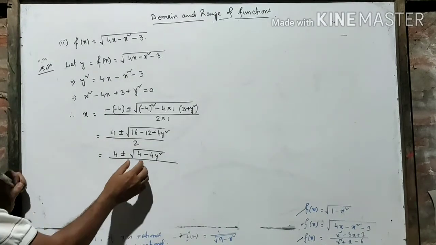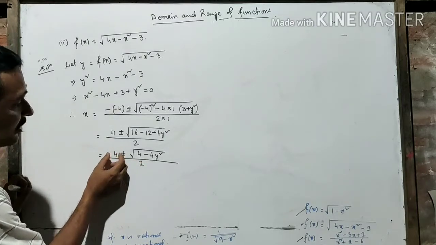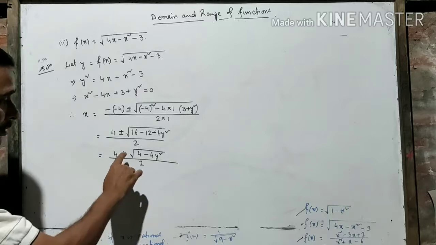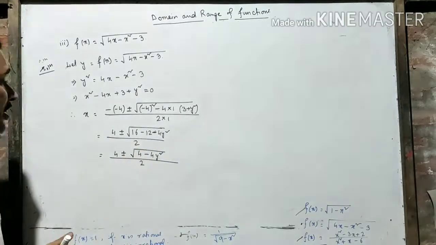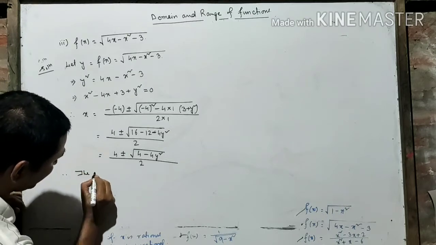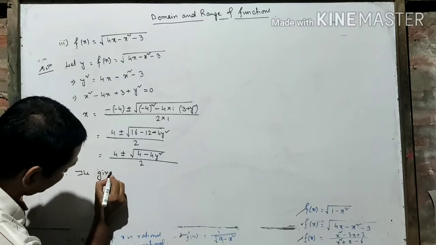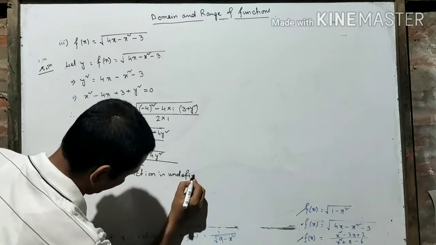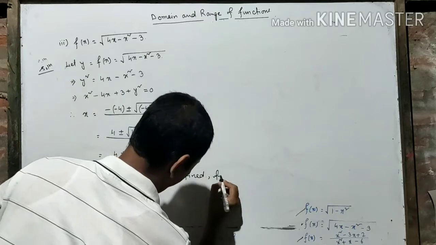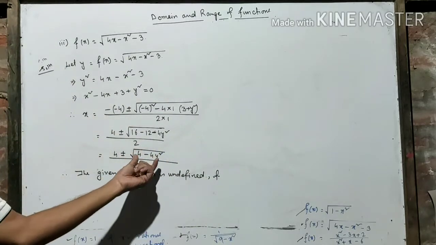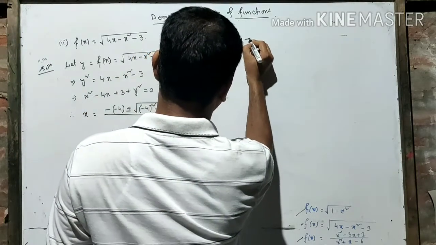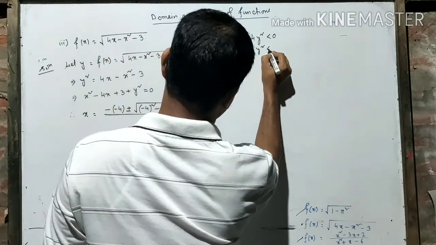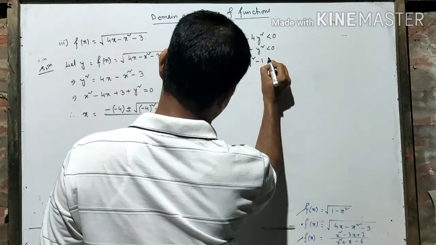Okay. Now this quantity cannot be 0. There is no root here, so no question of negative. And here is a root. So this quantity may be undefined. So the function will be undefined whenever this expression is undefined. So we write, therefore, the given function is undefined whenever this expression under root is negative, when 4 minus 4y square is less than 0. Okay. So divide by 4. 1 minus y square less than 0. Make y square positive. y square minus 1 greater than 0.